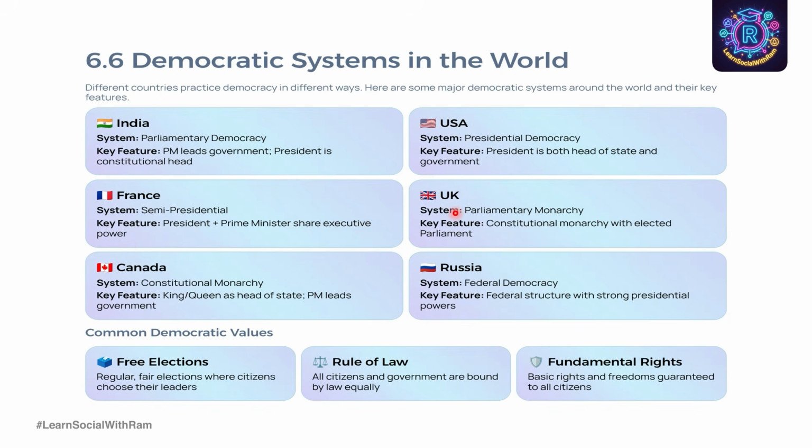In the United Kingdom, the system is parliamentary monarchy, where the key feature is a constitutional monarchy with an elected parliament. And in Canada, the system followed is constitutional monarchy. Here, the key feature is the king or the queen serves as the head of the state, whereas the prime minister leads the government. And in Russia, the system followed is federal democracy. The key feature is a federal structure with strong presidential powers. And these are the various democratic systems followed in the world. The common democratic values are free elections, the rule of law, and fundamental rights.